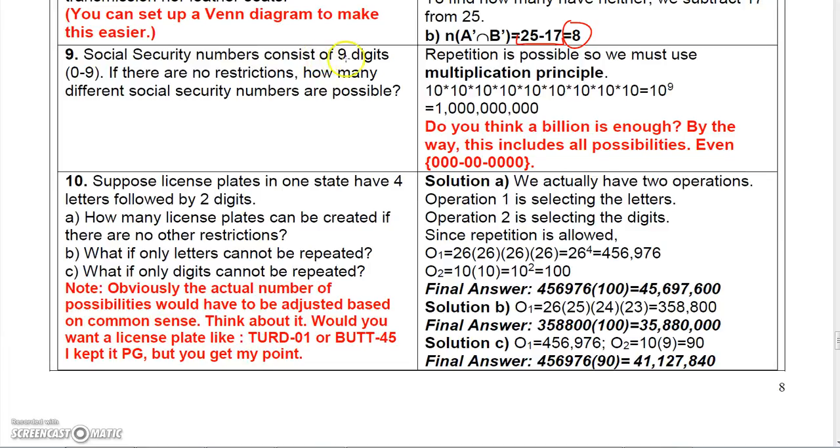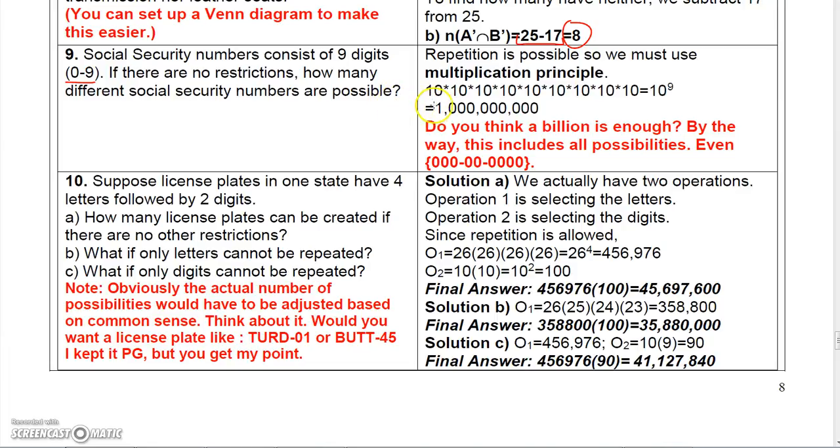Social Security numbers consist of 9 digits, 0 to 9. Now remember, when you go 0 to 9, that's actually 10 digits. I said 9 digits, and a Social Security number does have 9 digits, but it's out of 10 digits. 0 to 9 is 10 digits. So, if there are no restrictions, how many Social Security numbers are possible?